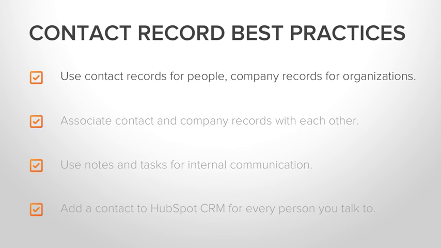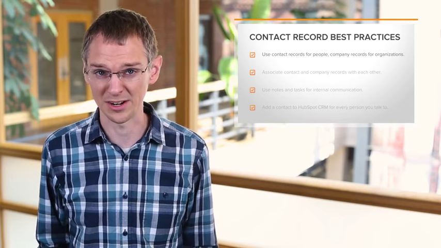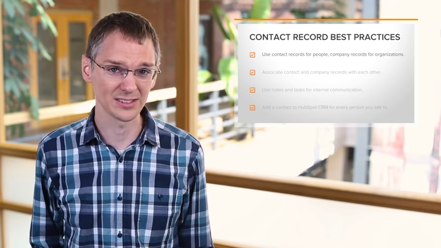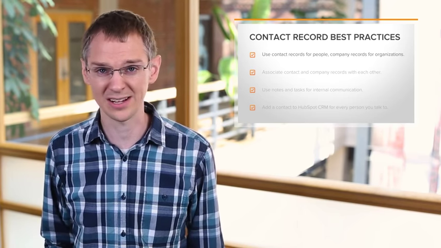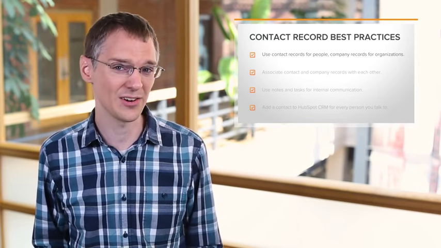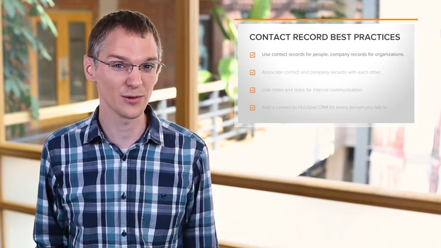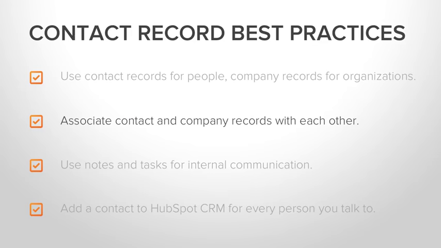First, use contact records for individual people and company records for organizations. In HubSpot CRM, contacts and companies are distinct from one another. If you're in B2B sales, you can use company records to keep track of the businesses you're working with. But remember, your goal should be to interact with people. So you should still create individual contact records for the people at those businesses.